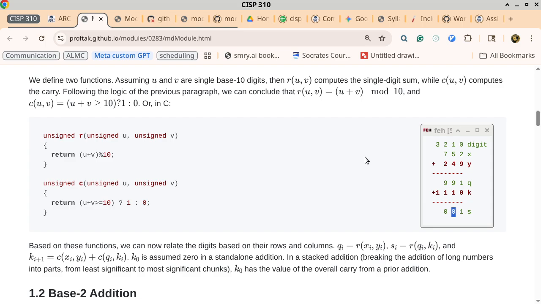Okay, randomly pick another one. 7 plus 2, which is digit 2. X2 is a 7. Y2 is also a 2. 7 plus 2 has a single digit sum of 9. And Q of 2 is exactly 9. So are we good so far? That Q of I is the R of xi, yi. Yes? No? Maybe? Okay, I'm assuming it is a yes.